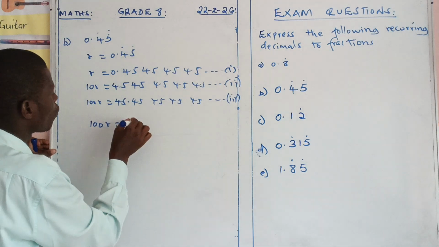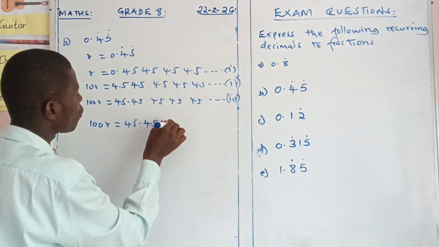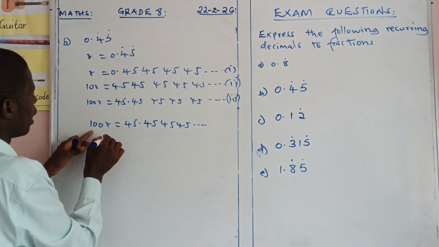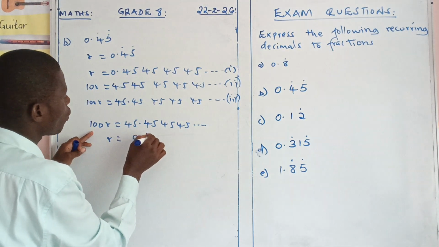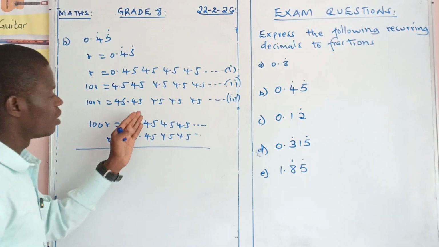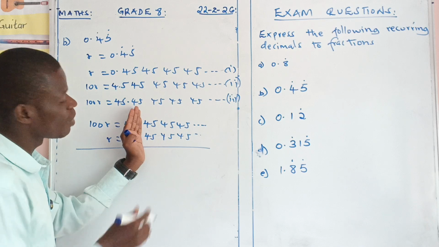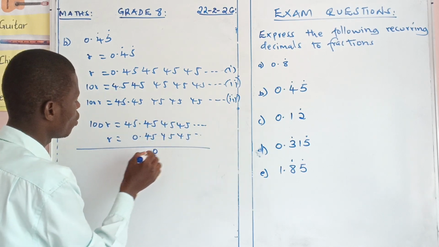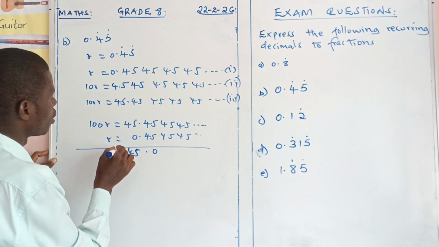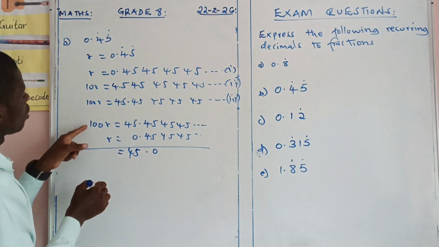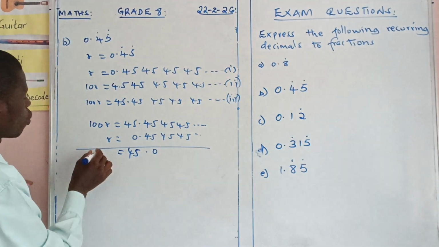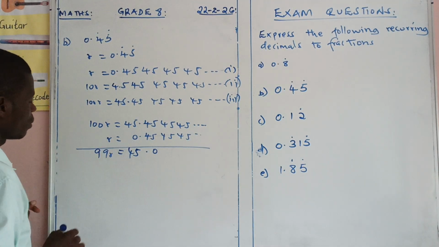100r is equal to 45.454545. Then here we have r is equal to 0.454545. So if we subtract, this will give us 0 on the right-hand side. So here we have 0 already. Then 5 minus 0 is now 5. Then here we have 4. Then on the left, 100r minus 1r. So r is the same as 1r. What do you have? 99r.